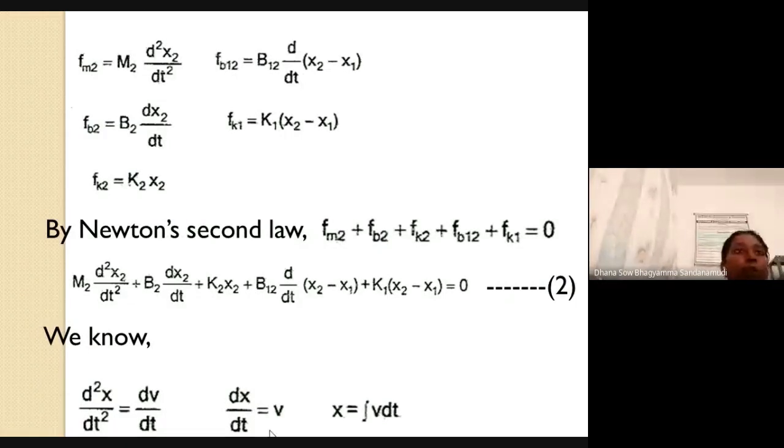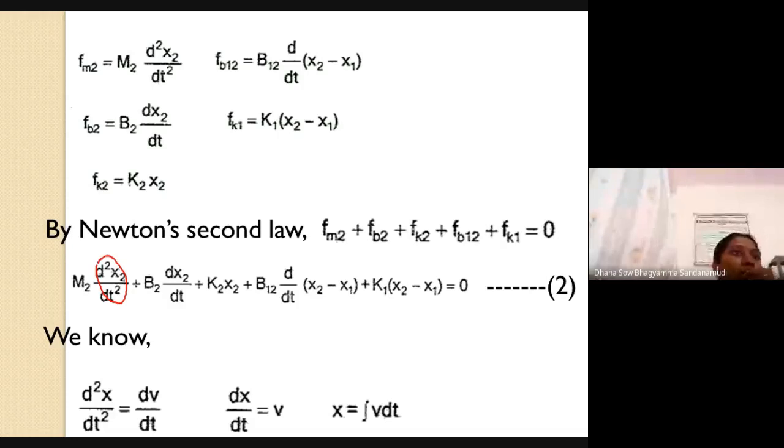Now, you know V is equal to dx by dt. Velocity, V is the velocity. You can represent velocity in terms of displacement. So the derivative of V will be d square x by dt square. If I integrate both sides, integration and differentiation will cancel, and you will get x equal to integral of v dt. So you know all these three terms. Substitute these three in equation number 1 and 2.